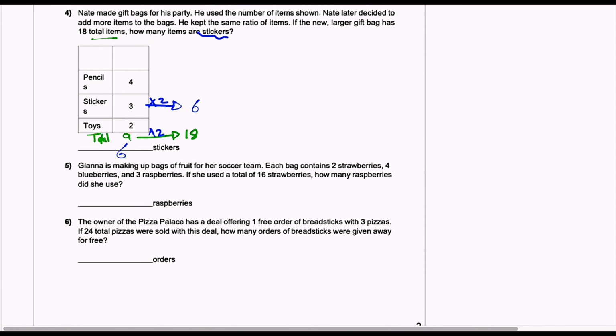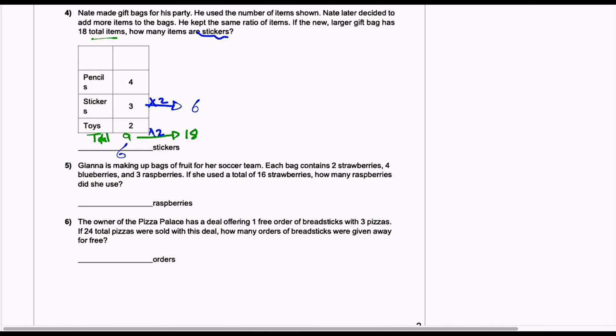Okay, here we don't have a table in this question. The second kind of question you can see in this lesson has no table, but you have the same idea. The ingredients, or the contents, or anything you have, you will find inside the question. Gina is making up bags of fruit for her soccer team. Each bag contains 2 strawberries. One of the best ways I like to solve the question is to get the information out of the question to be clear for me.